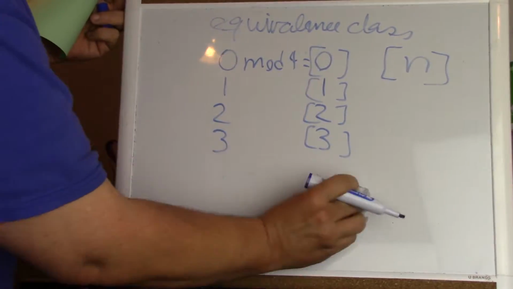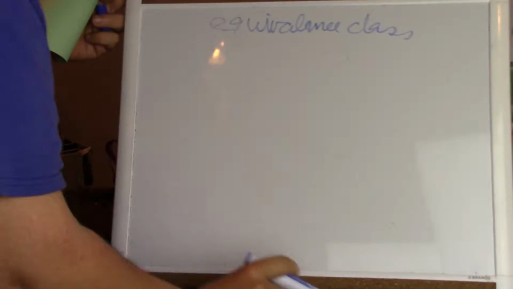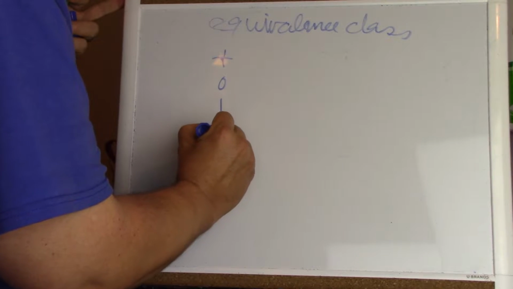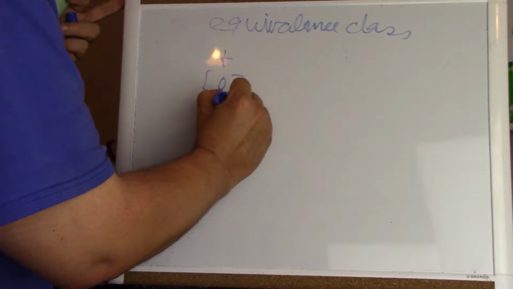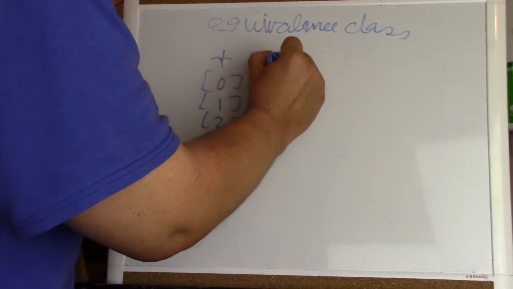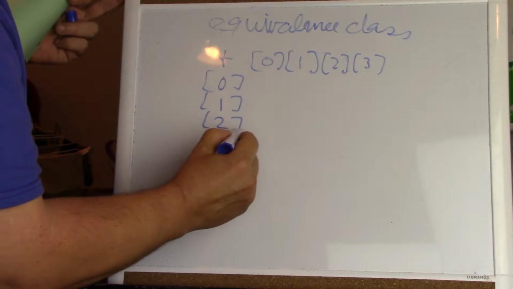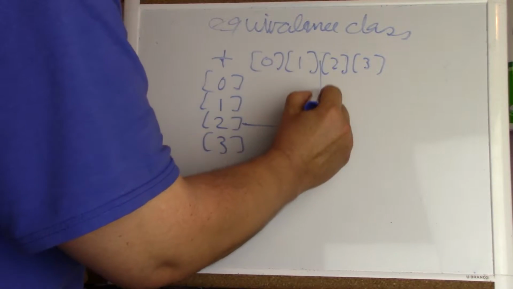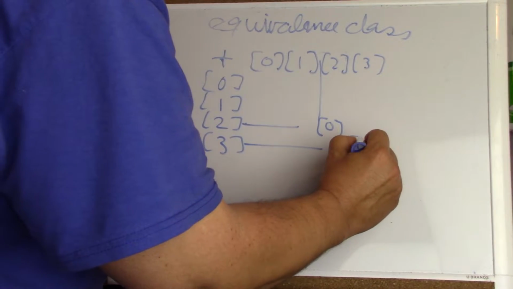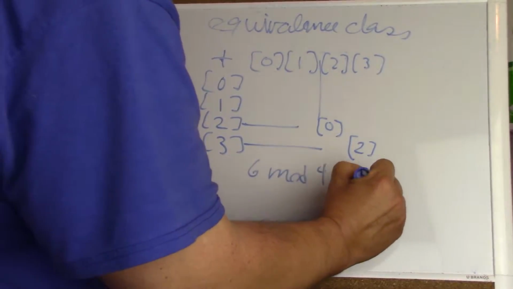Then you can take these and make these beautiful addition and multiplication tables for the equivalence classes modulo any number. It can be any number. It doesn't have to be prime. And of course, when you add these, like for example, when you add 2 and 2, you get 0. When you add 3 and 3, you get 2, because 6 mod 4 is equal to 2.